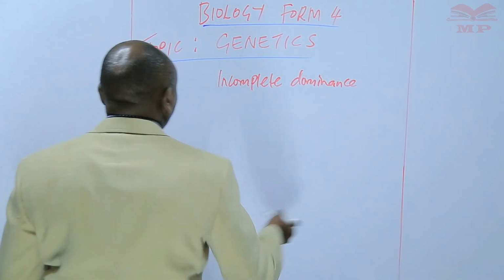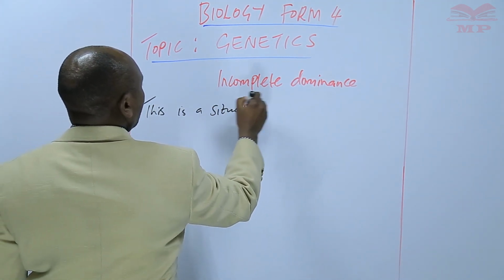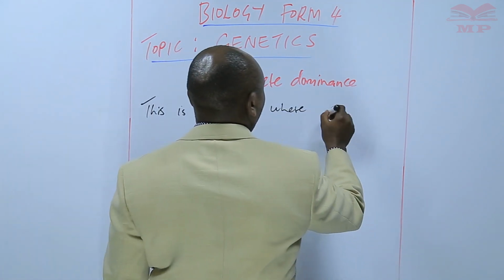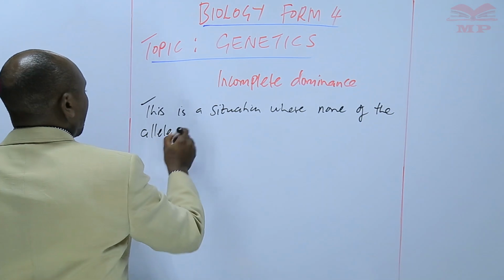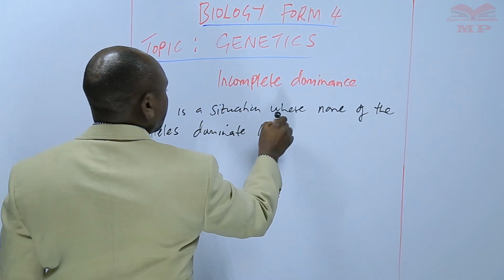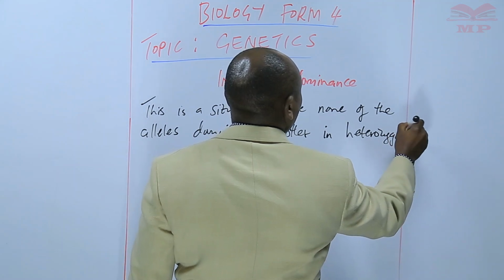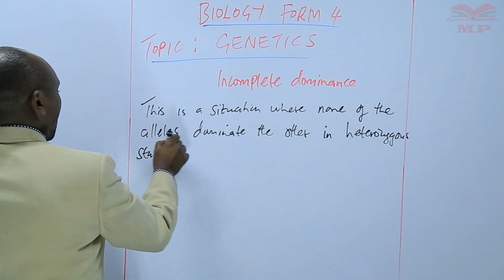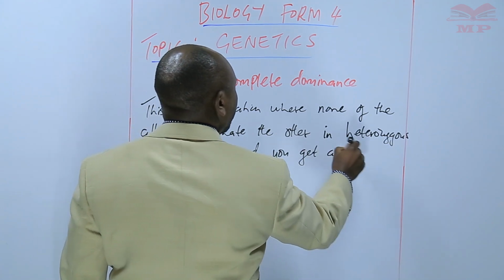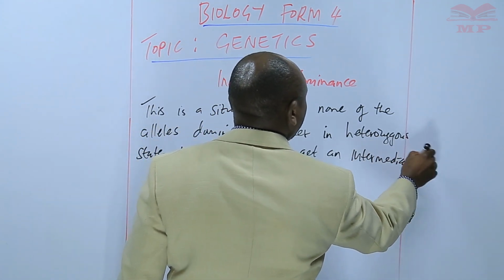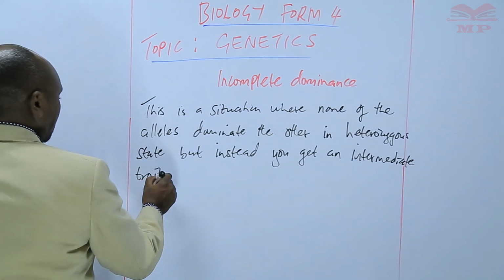We can explain that and say that this is a situation where none of the alleles dominates the other in heterozygous state, but instead you get an intermediate trait. And we'll use an example here.